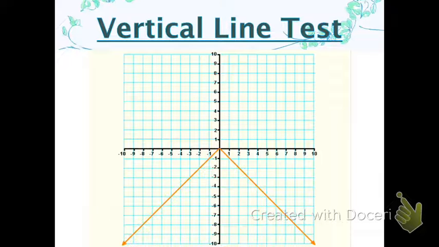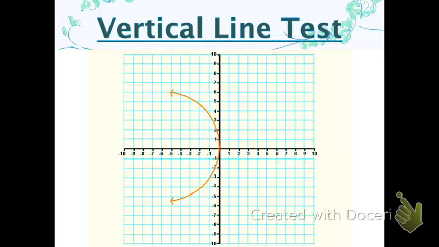This V graph, I'm going to try to draw lots of vertical lines. Here, I just hit 1 point, 1 point, 1 point. Any place I tried to draw a vertical line, I would only hit 1 point. So this V-shaped graph is a function.